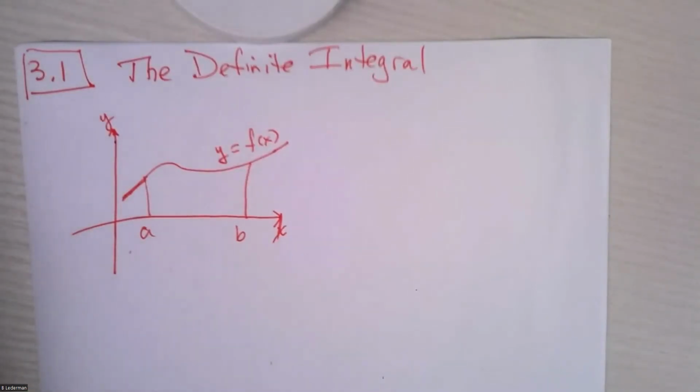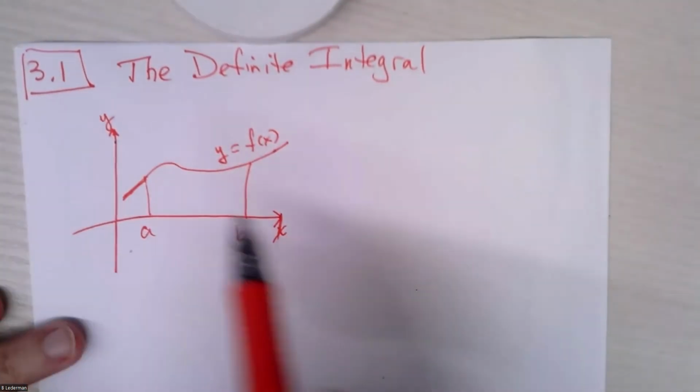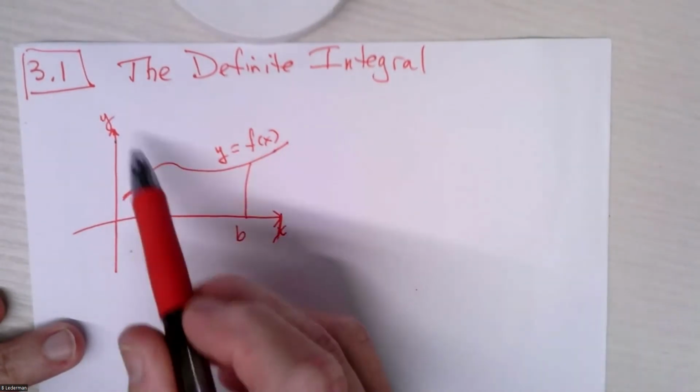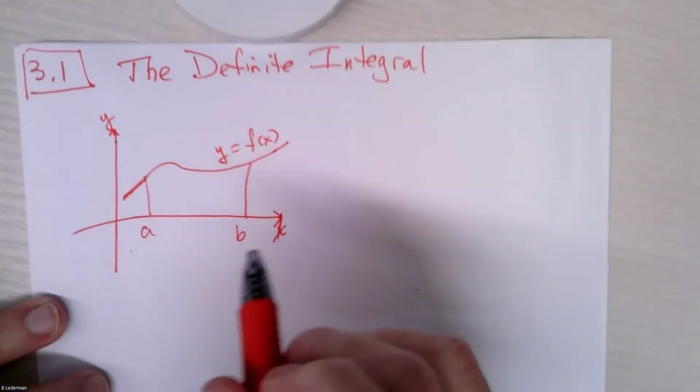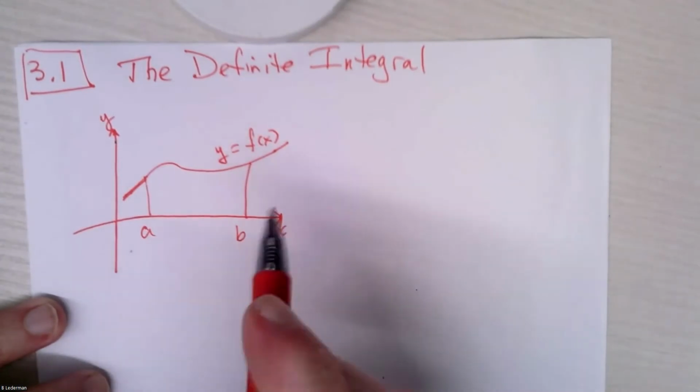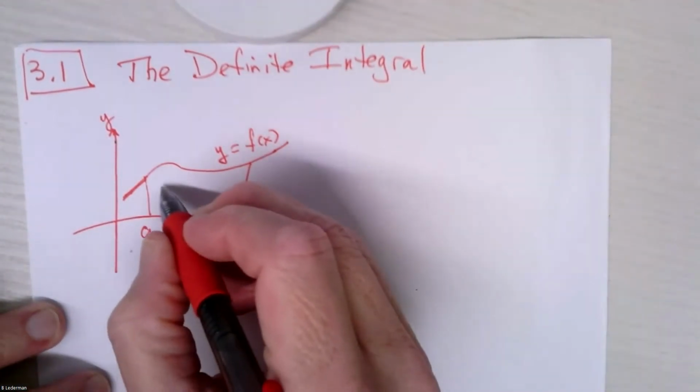Hi, everybody. We're starting section 3.1, and this is the definite integral. Basically, we have a curve, y equals f of x, on the xy coordinate system, and I'm looking at the area under the curve.